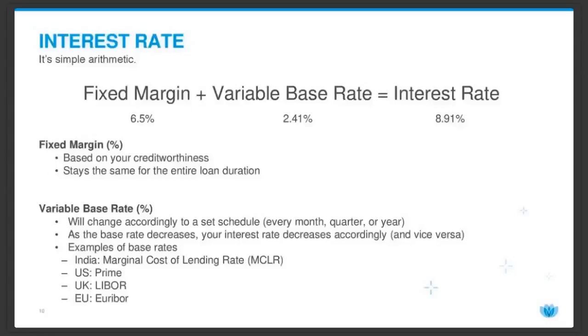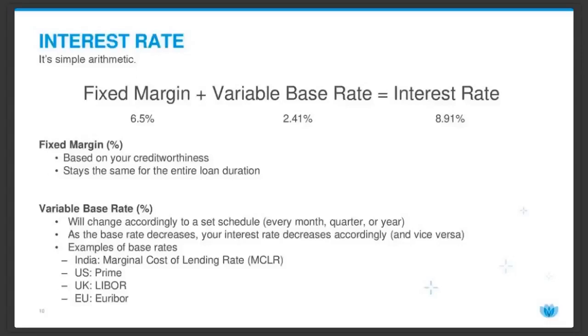Now, if the variable base rate changes, your total interest rate will also change. How? I'll explain. As the base rate decreases, your interest rate will also decrease accordingly, and vice versa. In this arithmetic example, you can see the fixed margin is 6.5% for this particular applicant, and the variable base rate is taken as 2.41%. Now suppose in the next quarter, this variable base rate falls to 2%. So the total interest rate will also change from 8.91% to 8.5%.